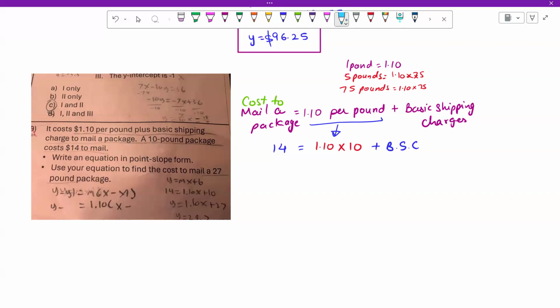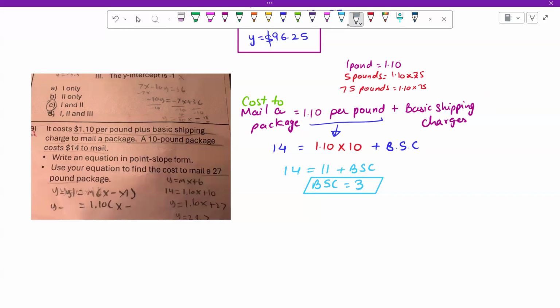Correct. So 14 equals 11 plus the basic shipping charges. So basic is 14 minus 11, which means the base shipping charge is 3. Correct. So the basic shipping charge is 3. This is what we come to know.